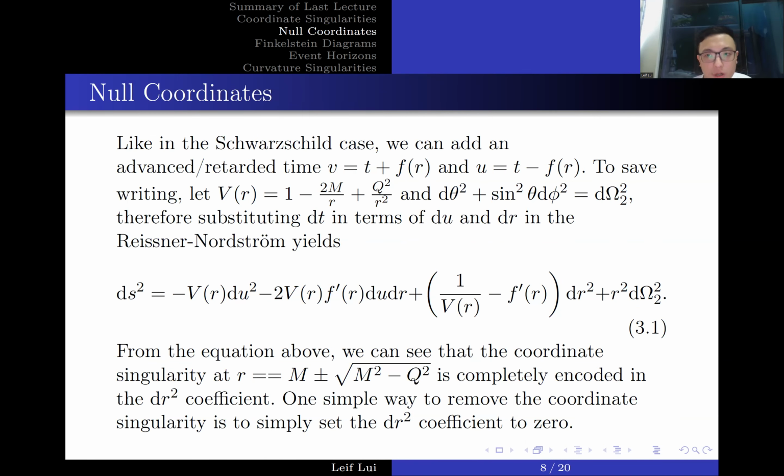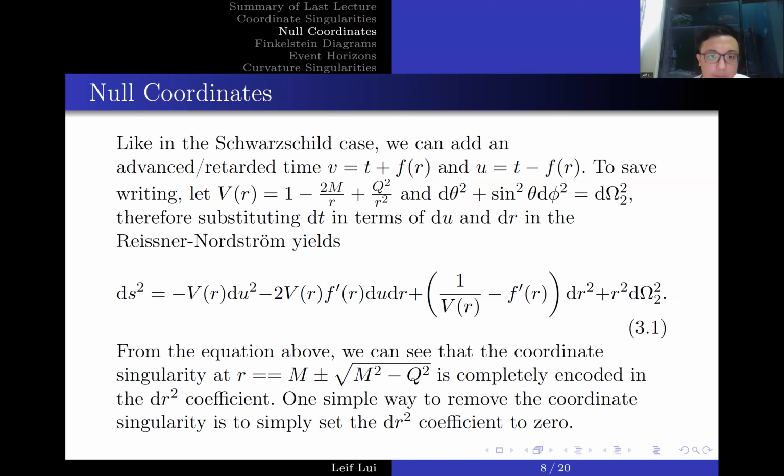So like in the Schwarzschild case, we can add an advanced time, which is t with some arbitrary function of r, or some retarded time where t is subtracted by some arbitrary function of r. And to save writing, let us write v as equal to 1 minus 2m over r plus q squared over r squared, which is essentially the g_tt component of the metric. And let us write the angular components as d omega squared sub 2. So this is the angular components of a 2-sphere.